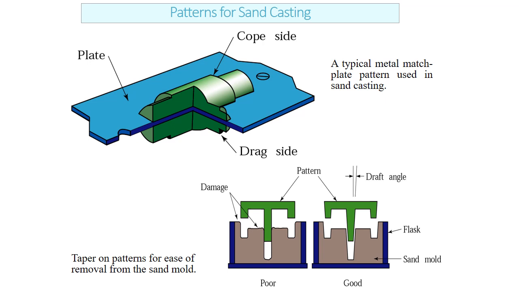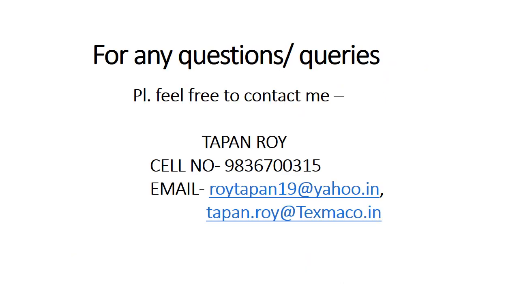So in a nutshell, I can say if you can take care of these 5 allowances in the pattern, you can make a good quality casting.